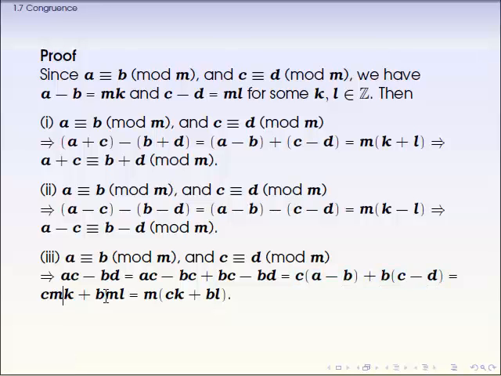And we can factor out m. So it is equal to m times ck plus bl, and all these numbers are integers, so altogether it is one integer, which means ac minus bd is a multiple of m. So by the definition, ac is congruent to bd modulo m.